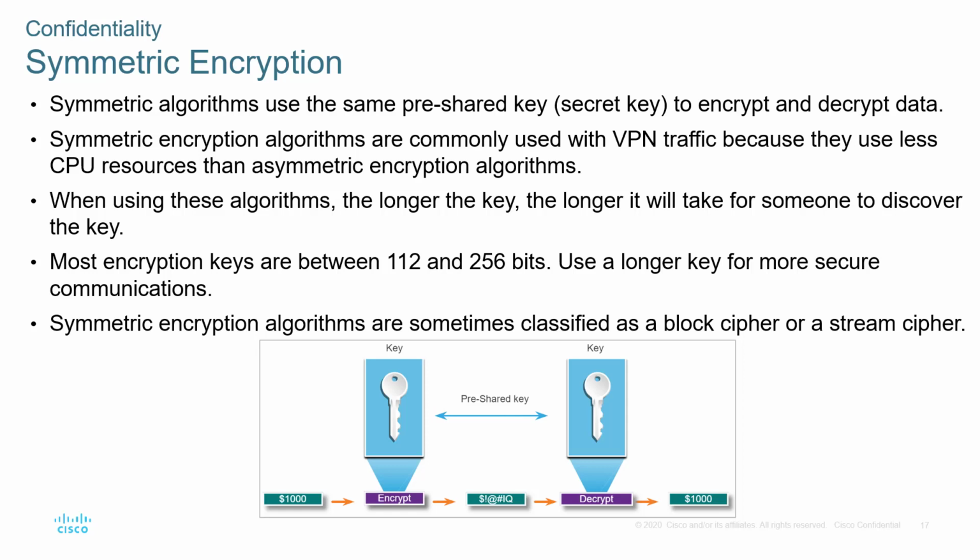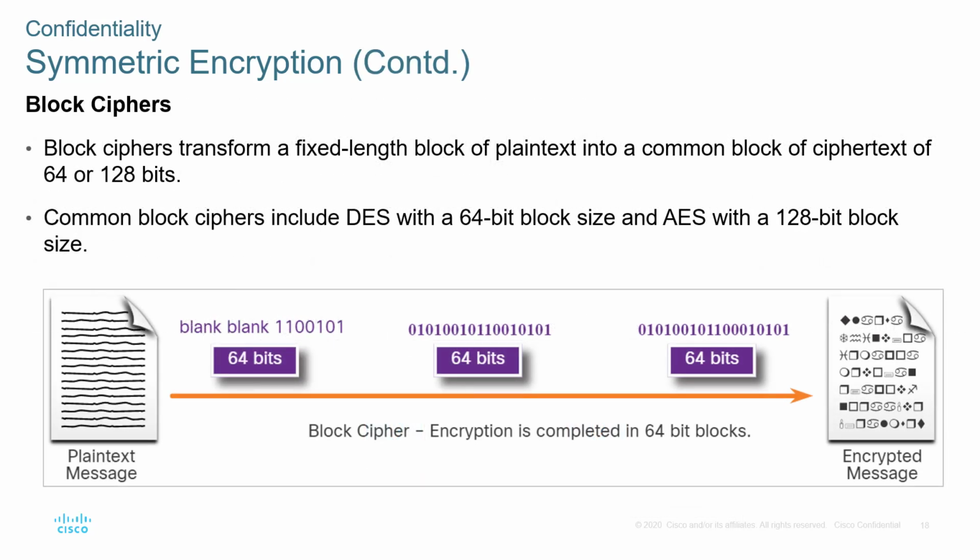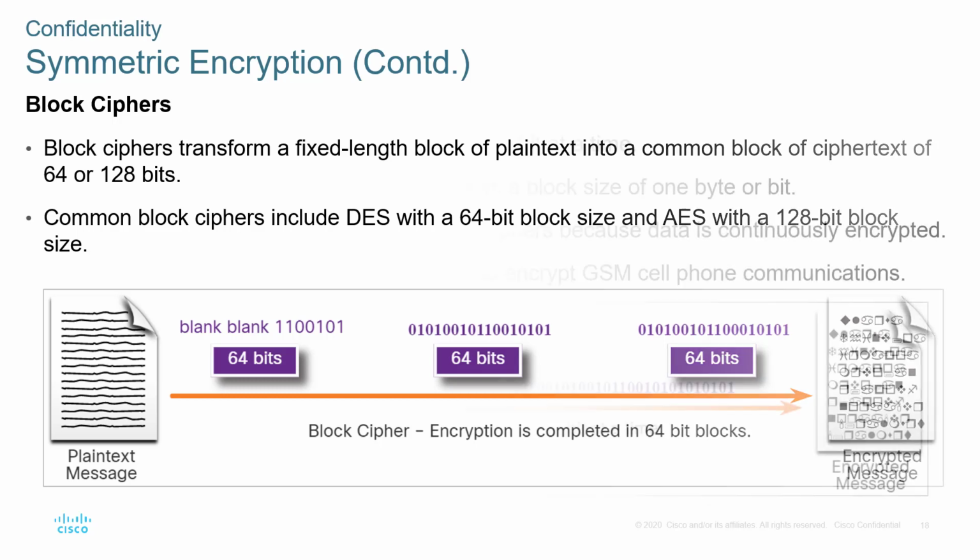Symmetric encryption algorithms are sometimes classified as a block or stream cipher. They can do it in blocks or in streams. Here is an example of a block cipher. A block cipher will take blocks or chunks of data, maybe 64 bits. If we're using DES, it is 64 bits. If it's AES, it's 128-bit blocks. And then it goes to the algorithm, and it will then encrypt the message.